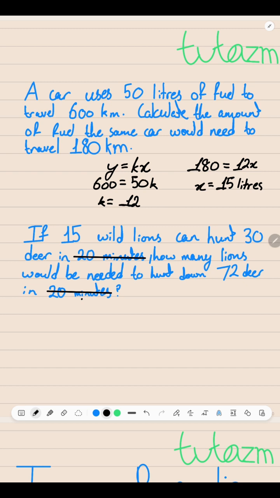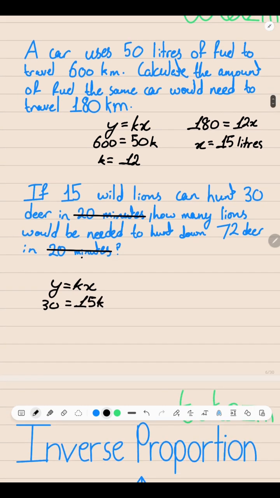So again, we'll say y is equal to kx, and then we'll say the number of deer is y, so 30 is equal to 15k. Okay, so k is equal to 2, and in this case that would be 2 deer per lion.